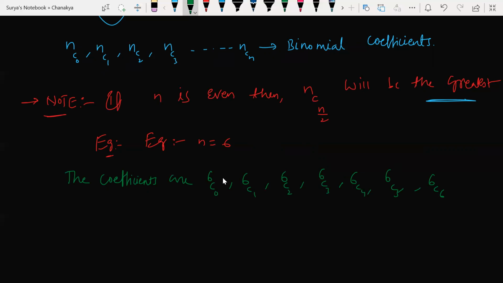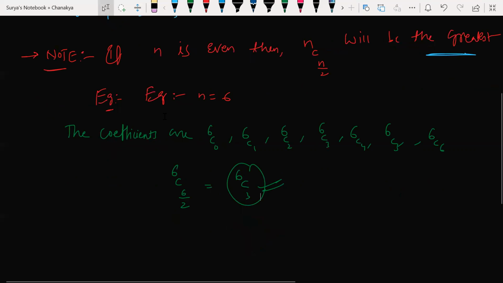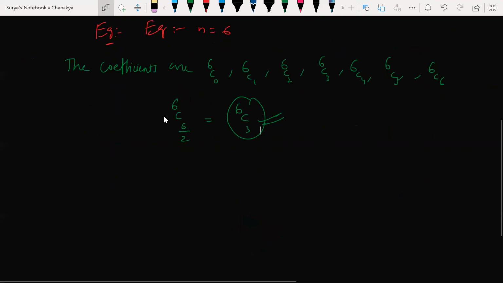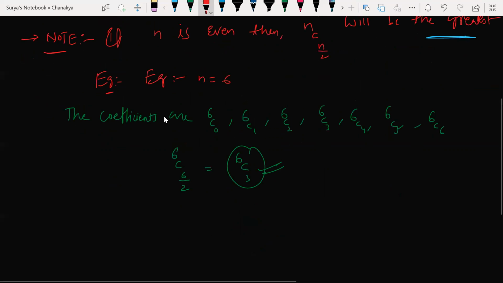By using this formula, how do we calculate the greatest term? What is n here? 6. nC(n/2), which is nothing but 6C3, is my greatest term. That is how I calculate the greatest term. Clear? This is the formula when n is an even number. If at all n is an odd number, what happens? Look, this is note number one.